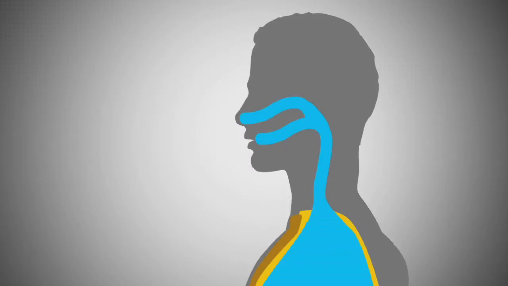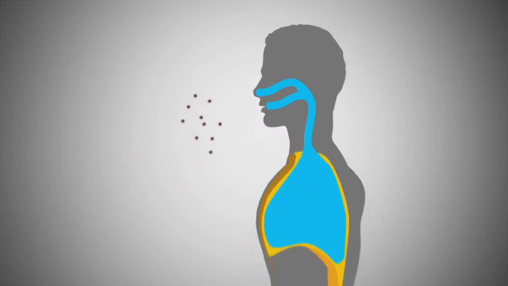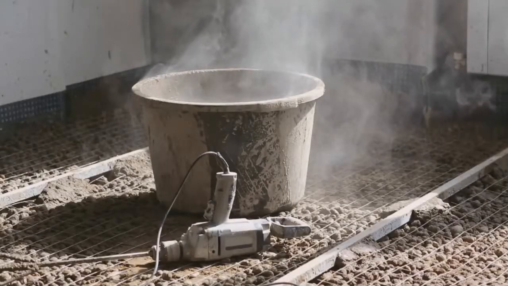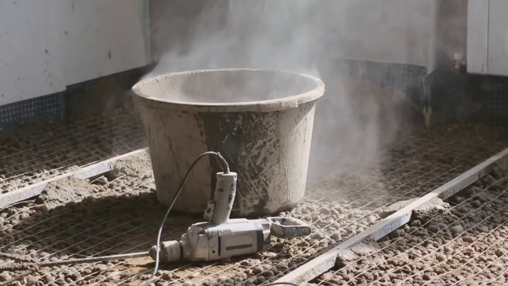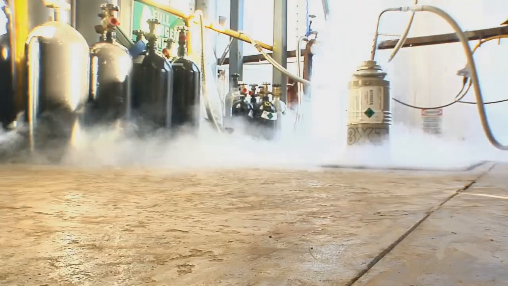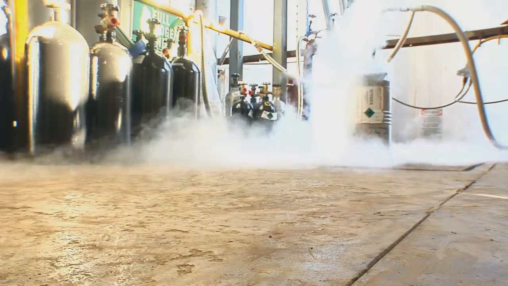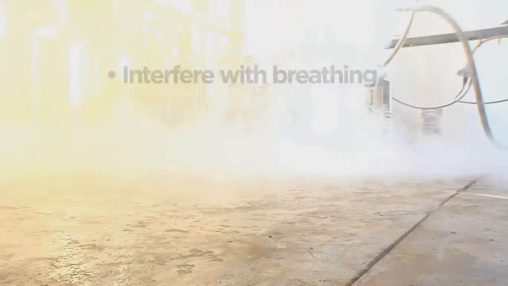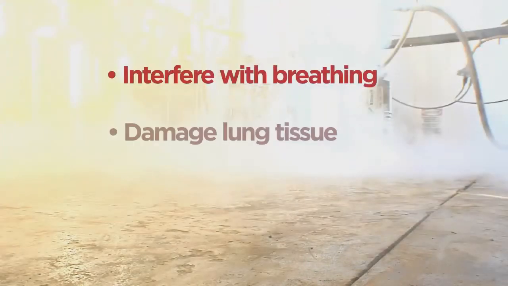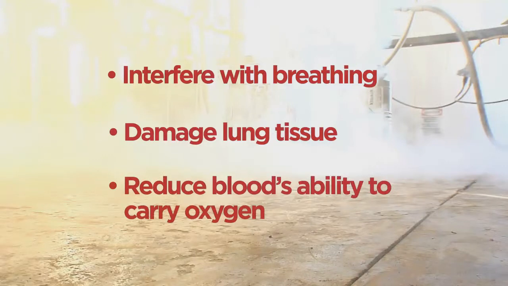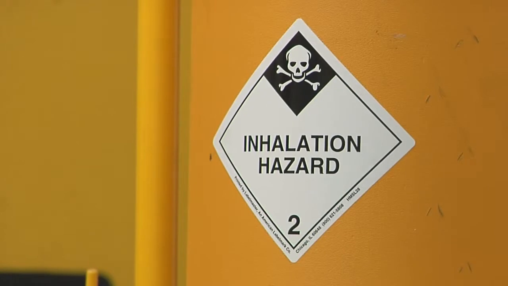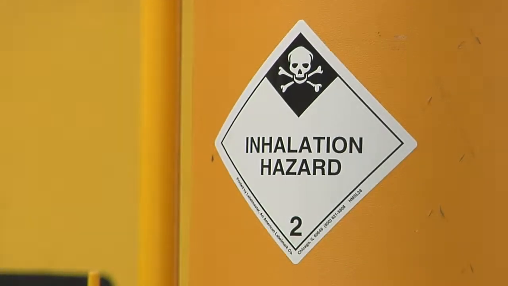One common route of entry is inhalation, breathing of chemicals into the body through the lungs. Solid poisons frequently generate dust which can be inhaled, and liquid poisons often will generate vapors which can also be inhaled. In the lungs, a chemical may interfere with breathing, damage lung tissue, or reduce the blood's ability to carry oxygen. Additionally, an inhaled chemical may affect other organs.